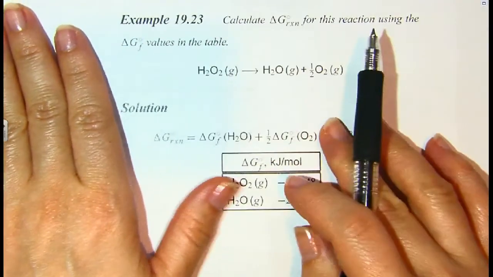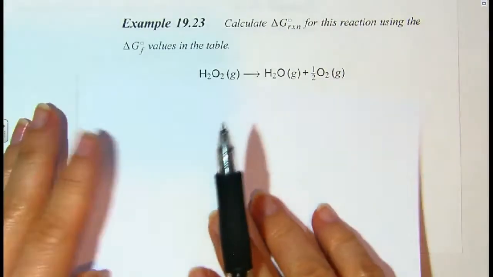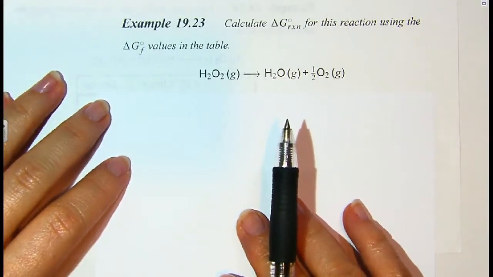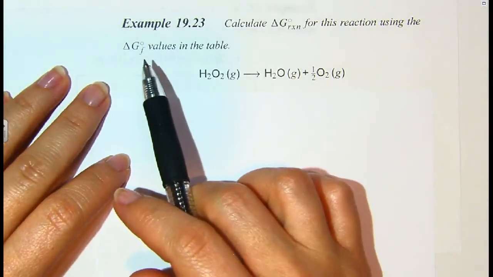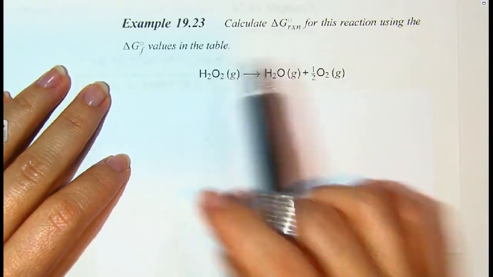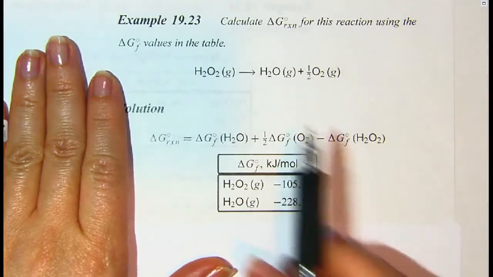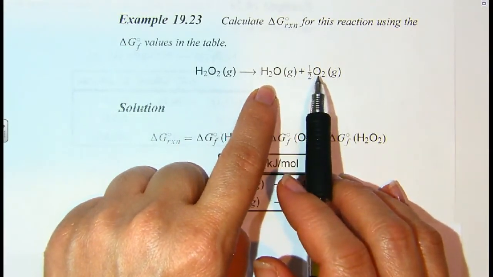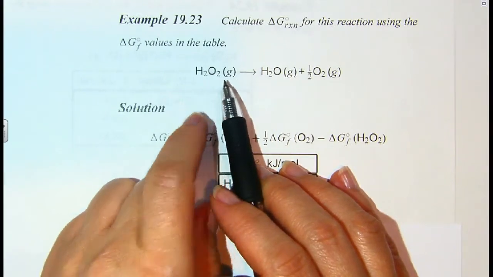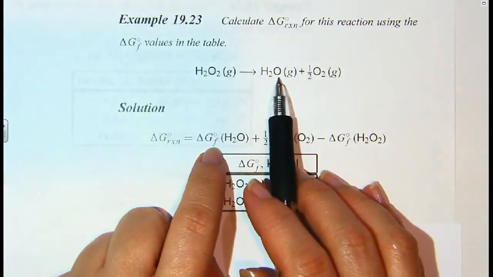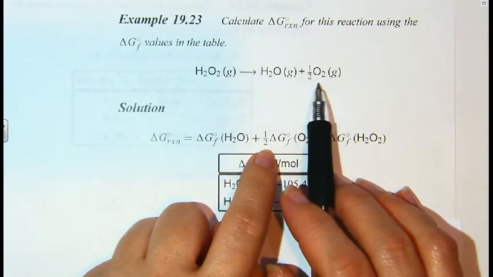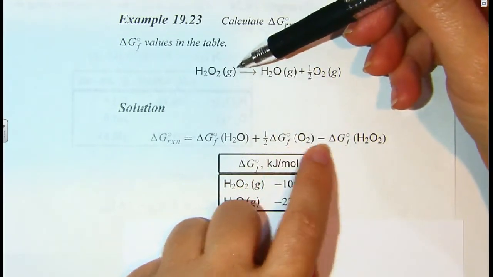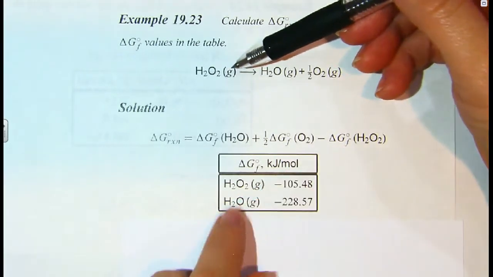So now let's do an example, 19.23. And the question is, calculate the delta G of the reaction for this reaction using the delta G of formation values that are provided for you in the table. And in our reaction, we're going to take the products' delta G of formation values, and subtract the reactants' delta G of formation values. So we're going to have the delta G of water plus 1/2 times the delta G of oxygen minus the reactant side, the delta G of hydrogen peroxide, which is provided down here.